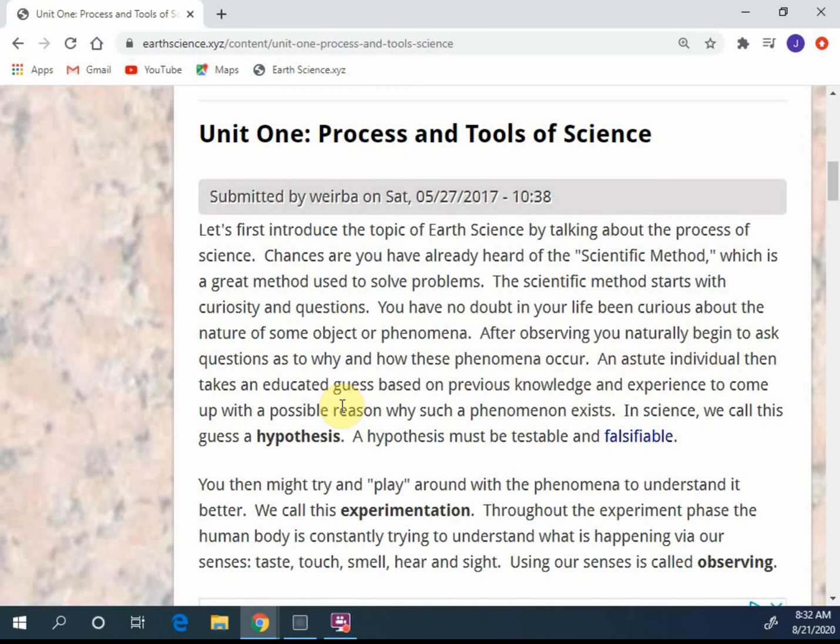So an astute individual would take an educated guess using prior knowledge and or experience to come up with a possible reason why this phenomenon exists. In science, we call this guess a hypothesis. So by definition, a hypothesis is an educated guess that must be testable and falsifiable. Falsifiable means it is able to be proven wrong.